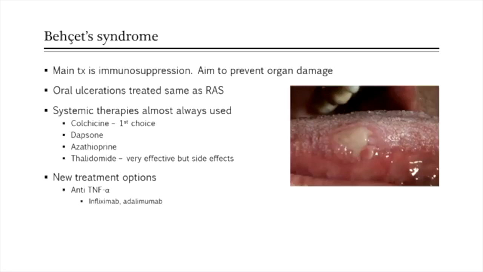Dapsone is actually an old anti-malarial, anti-leprosy agent, azathioprine is an immunosuppressant, and thalidomide has a very bad reputation because of its strong association with birth defects, but it is still used as an anti-inflammatory. It was used as an anti-emetic before it was found to cause birth defects. And of course, we have our anti-TNF alpha biologic agents.